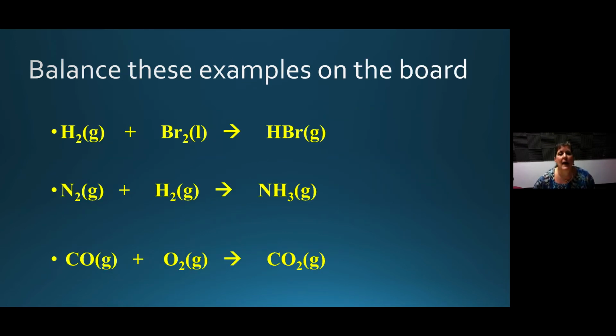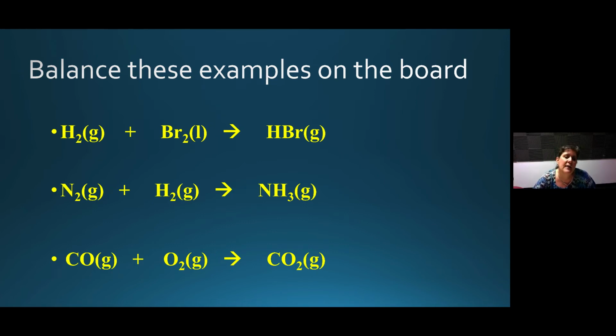We're going to balance these reactions now. H2 gas plus Br2 liquid makes HBr. So if we look on the left side of the arrow, the reactant side, we have 2 hydrogens and 2 bromines. On the other side of the arrow, the product side, we have an H and a Br, just one H and one Br. So that's not the same on both sides. We have 2 hydrogens on this side, only 1 on the other side. We have 2 bromines on the first side, only 1 on the other side.